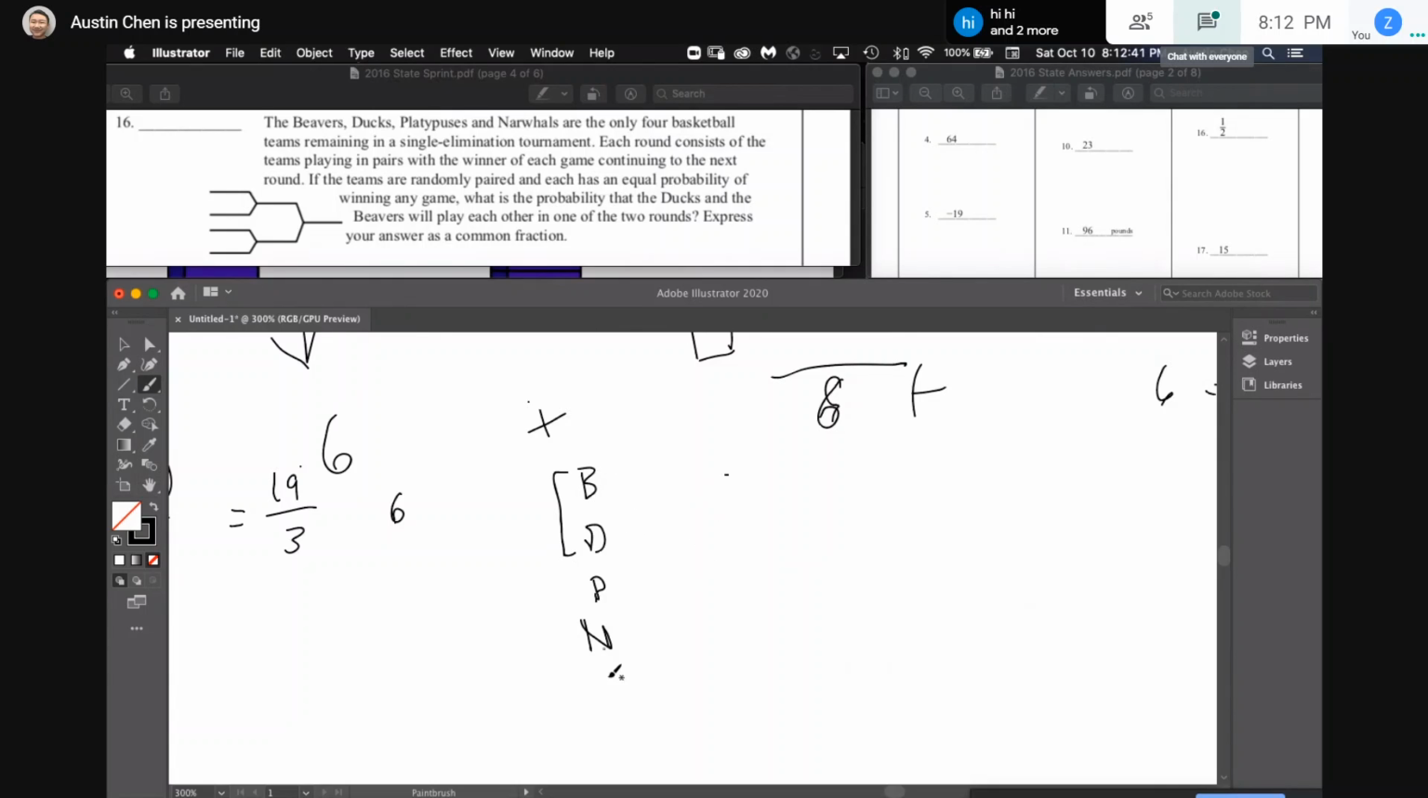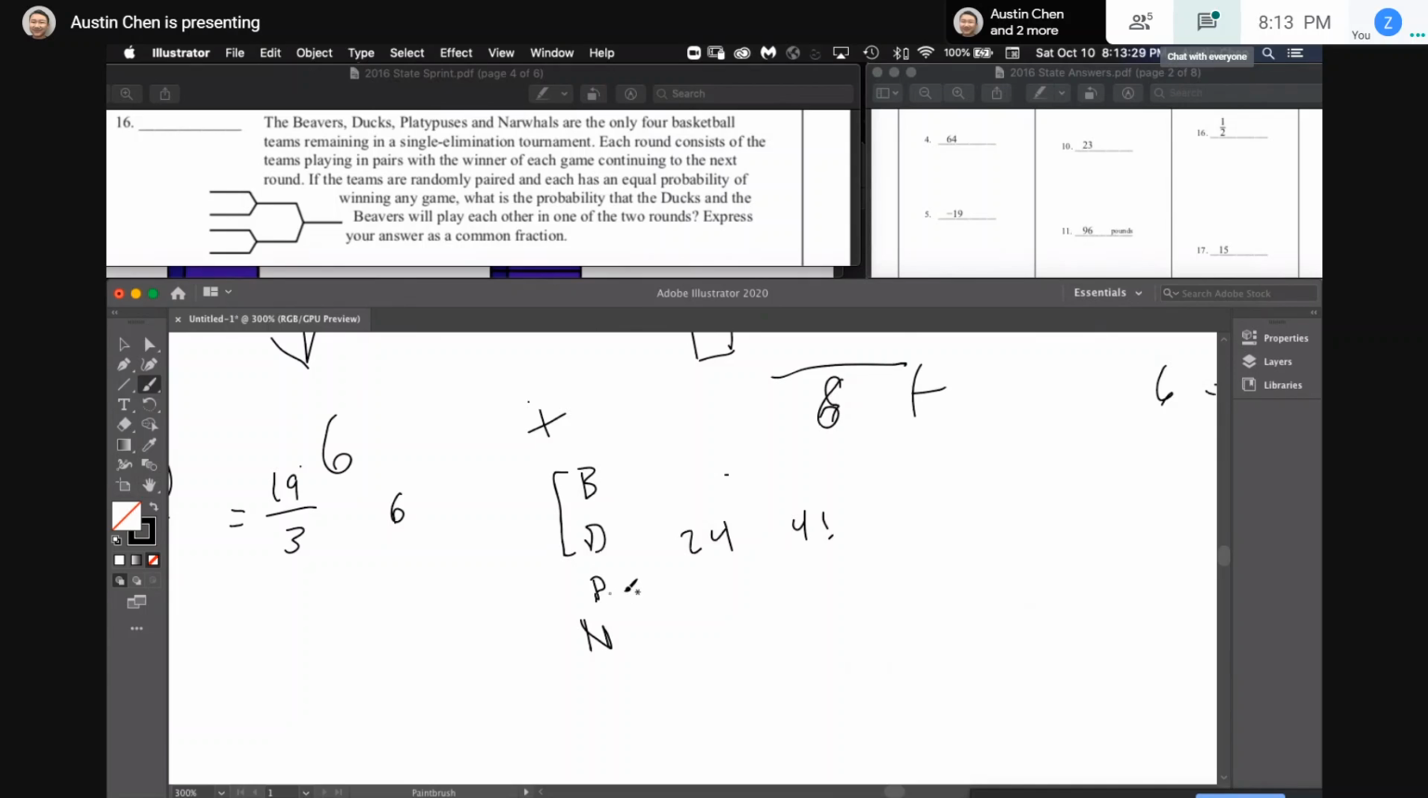So the total number of permutations of this list is 24, which is 4 factorial, because we're sorting all 4 elements. Then we can look at how many of those permutations have the Beavers and Ducks paired together in the first round. One we can have right here.